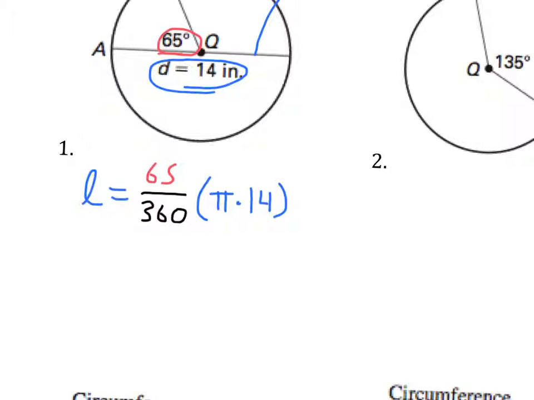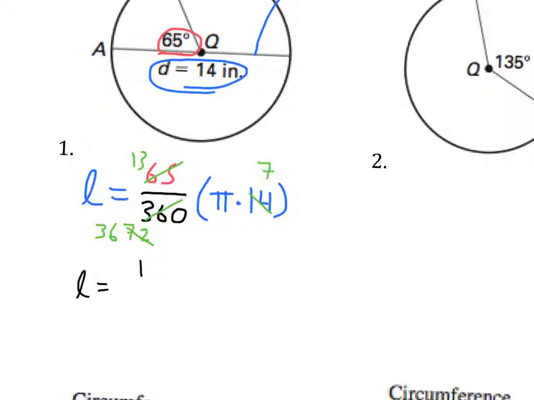Now we can reduce where we can. So when we divide by 5, we get 13 and 72. So L equals, and now we can multiply here, the 13 and the 14. Actually, I can reduce one more. Divide both of these by 2 to get 7 and 36.